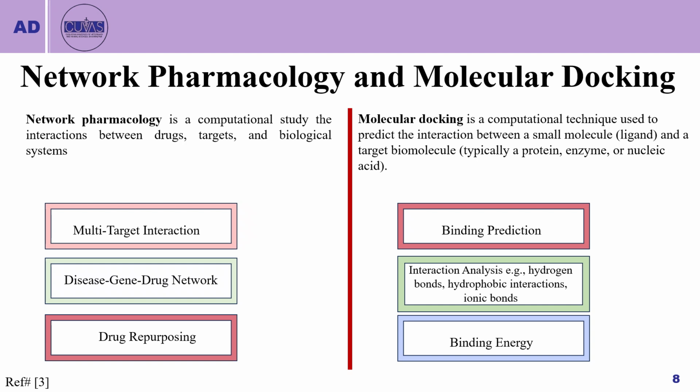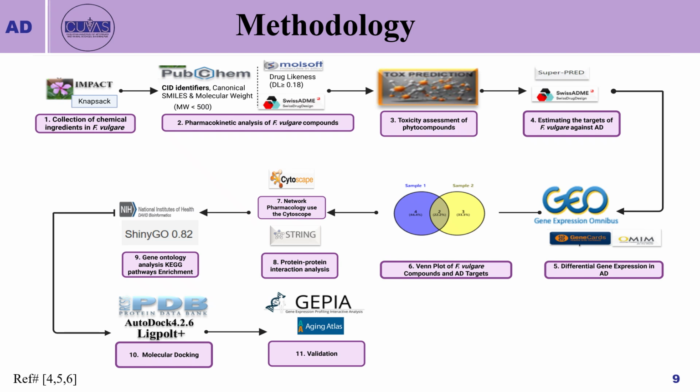And the second one is molecular docking. It is a computational technique used to predict the interaction between a small molecule ligand and a target biomolecule, typically a protein, enzyme, or nucleic acid. So molecular docking provides binding predictions, interaction analysis, and binding energies. So these two techniques are used in silico, and we can predict the target and the possible pathways of any phytocompounds.